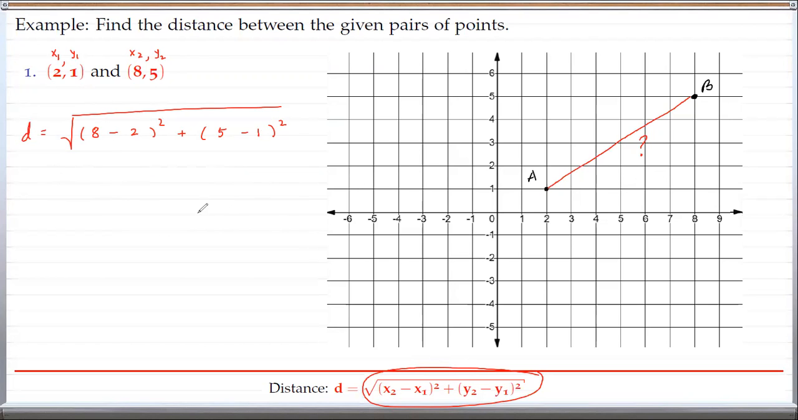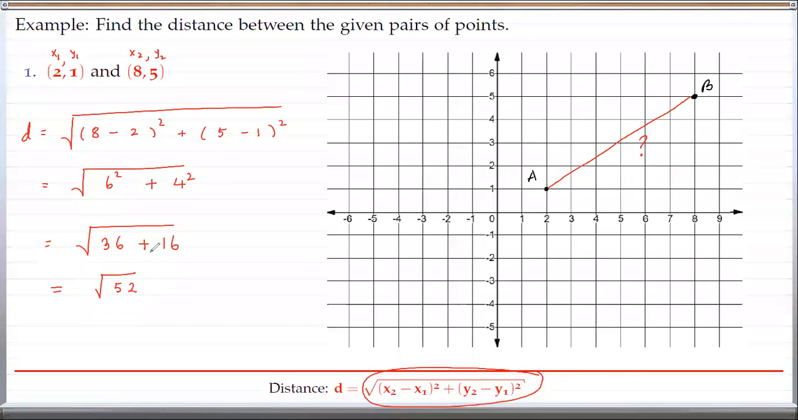So the rest is just simplifying this to a nice number. 8 minus 2 is 6. So we have 6 squared here. Plus 5 minus 1 is 4. We have 4 squared over here. So this will give us 6 squared is 36 plus 4 squared is 16. That means we get square root of 52 because 36 plus 16 is 52.